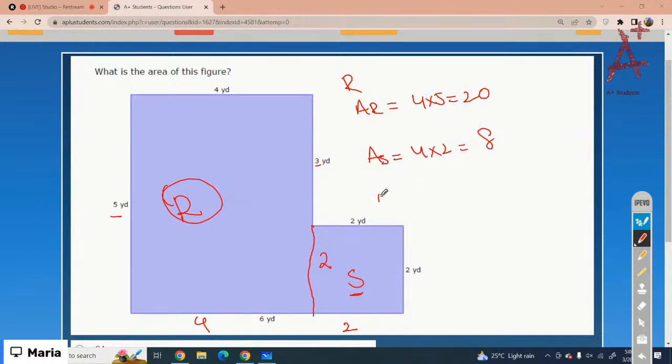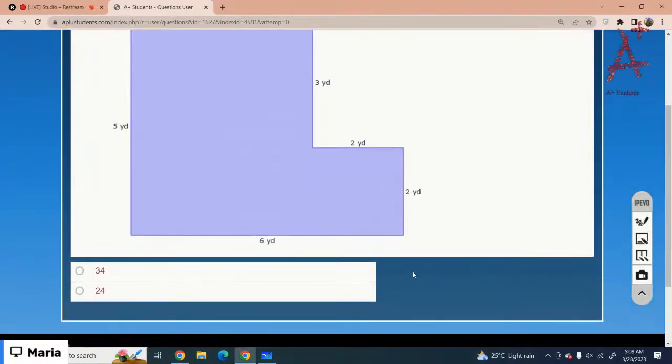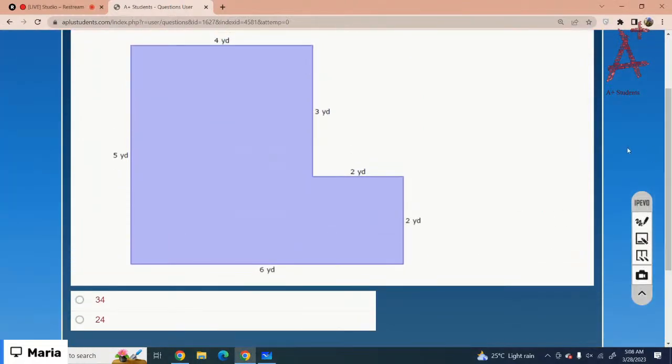So for the complete area of the shape, you need to add the area of the rectangle and the area of the square. It would be 20 plus 8. 20 plus 8 is 28. Got it? So the area of this shape is 28. Got it? Wait, hold on.